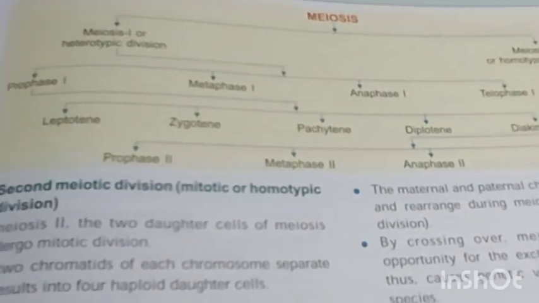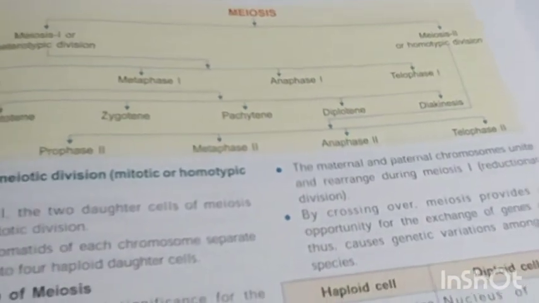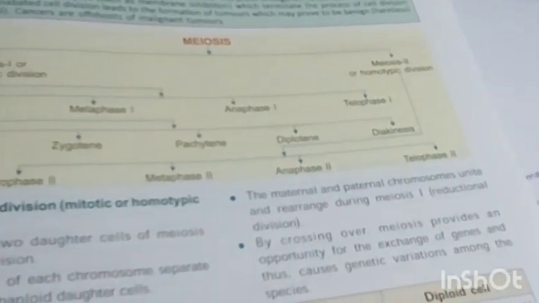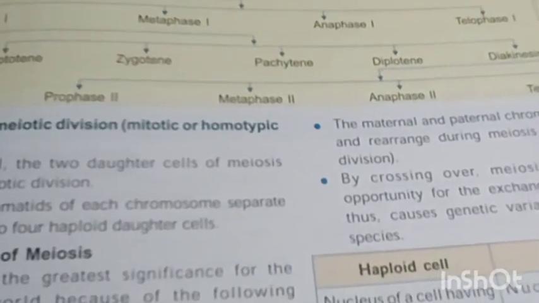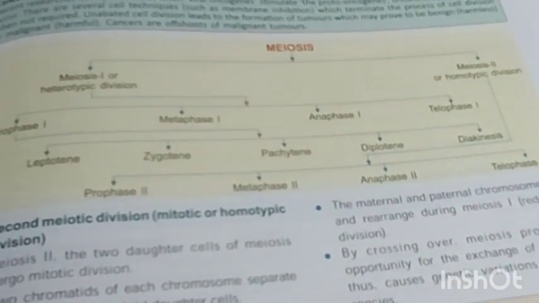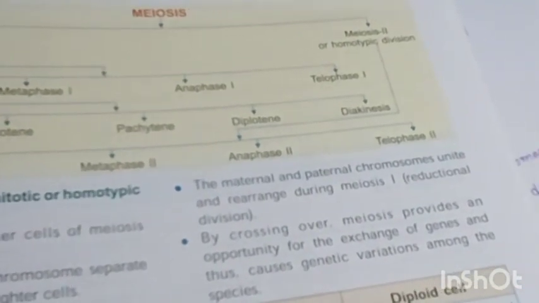In the human body, it occurs in the testis and ovary in male and female respectively. In the male body, in the testis, sperms are produced by the process of meiosis, and in the female body, the ova are produced inside the ovary.